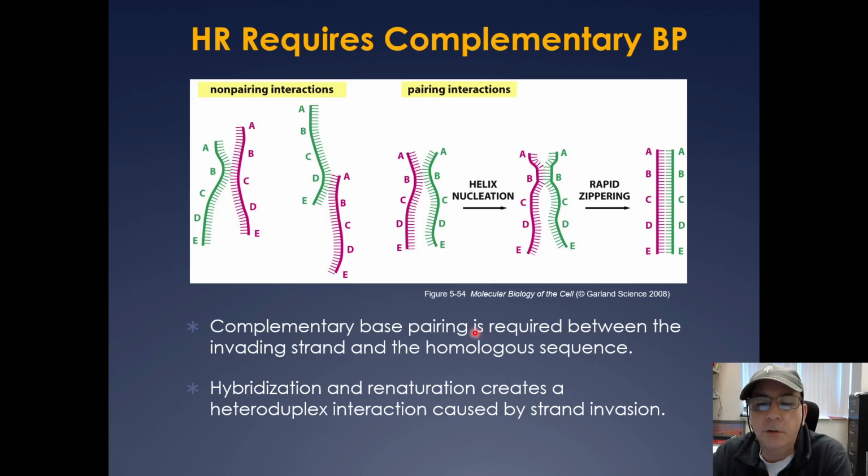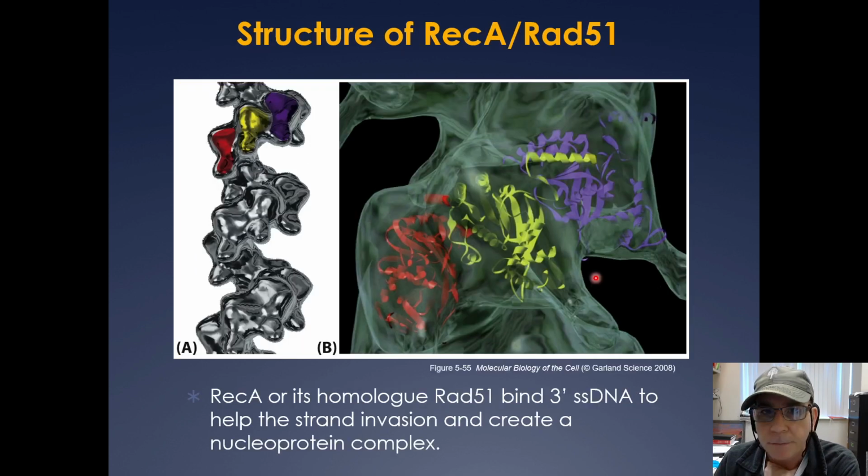Now, in order for homologous recombination to occur, you have to have complementary base pairing. Here's a schematic of some non-pairing interactions, and then you start to get some pairing, and that will lead to a helix nucleation event, and then you'll get rapid zippering. This complementary base pairing is required between the invading strand and the homologous strand, and this creates what's called a heteroduplex. We'll see the heteroduplex over and over in the next couple of slides.